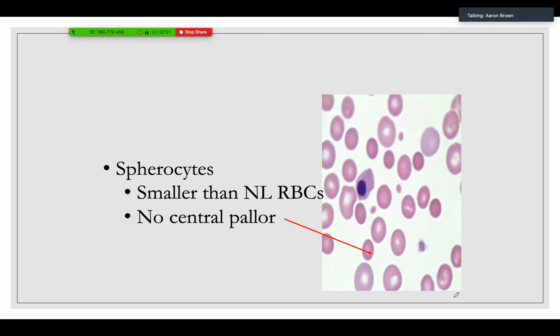Okay, and so what else can we say here? Spherocytes, they're smaller than normal red blood cells. You can see that they don't really have that central pallor inside. They're just completely round looking. There's another one here, another one here, another one here. These are our spherocytes. They look like little spheres.